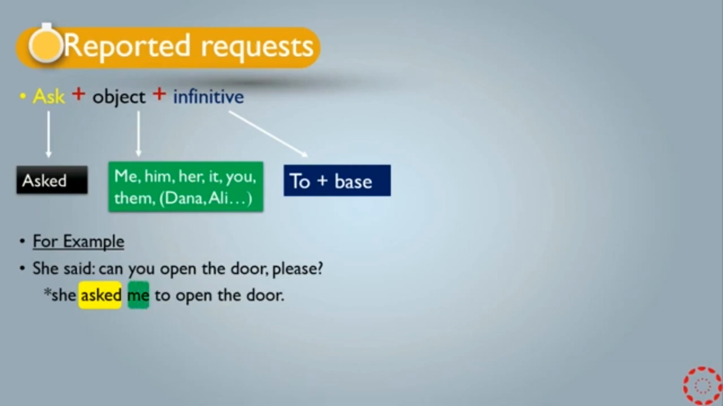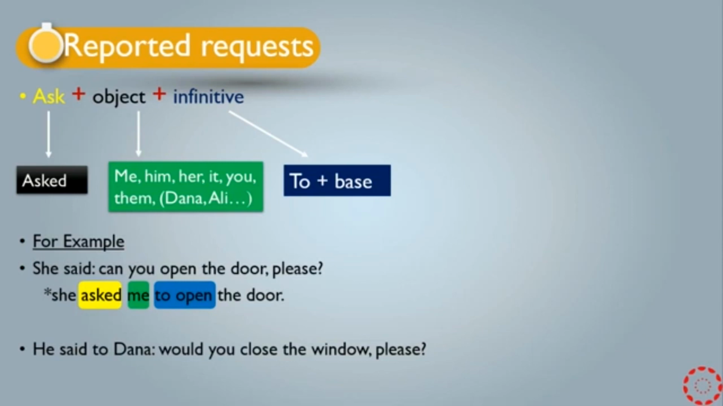So this one is asked. After that, I have me, the object, and to open is the infinitive. Again, this one is different. He said to Dana, "Would you close the window, please?" Again, I will report this request. Because I have he here, it became he asked. I can't write me again. Why? Because I have Dana here. So he said to Dana, not me.